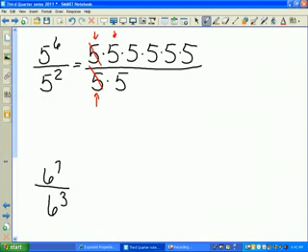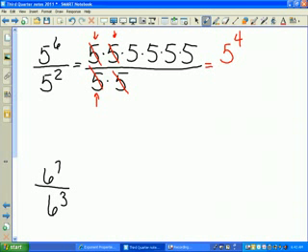Same thing goes for this one. So I have 5 divided by 5. They can automatically cancel out. So now, take a look. What's left over? What's left over is 4 of those 5s, those base 5s. So that means my solution should be 5 to the 4th power.